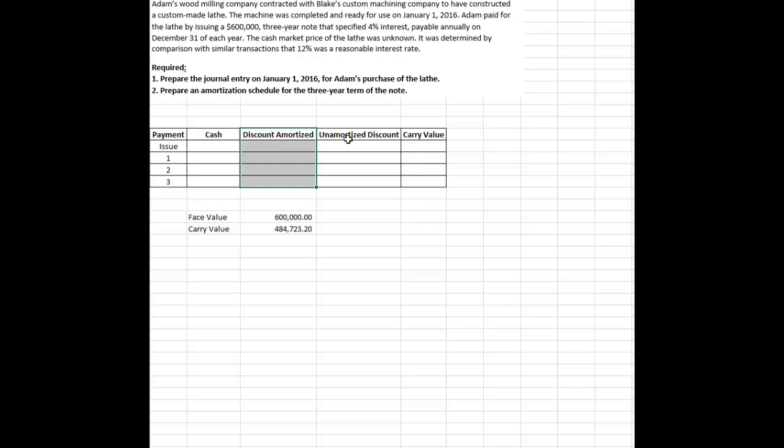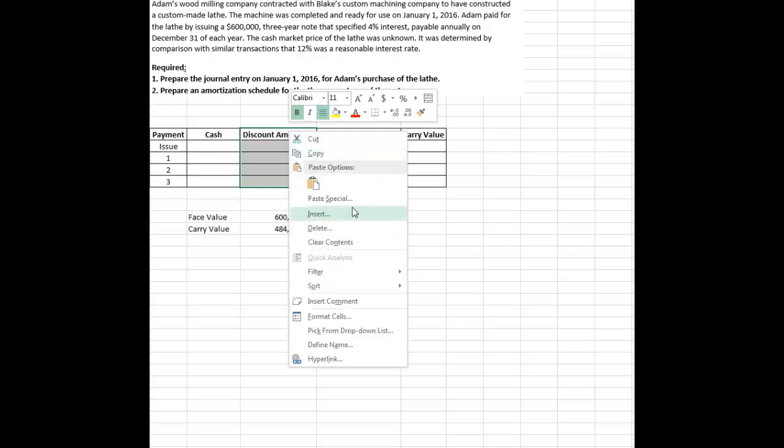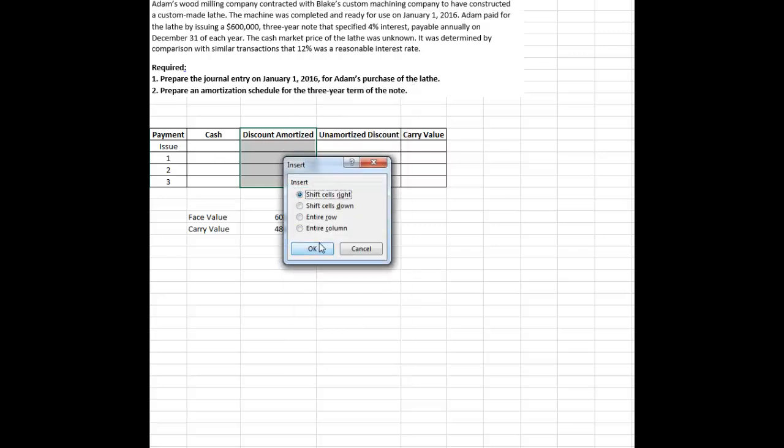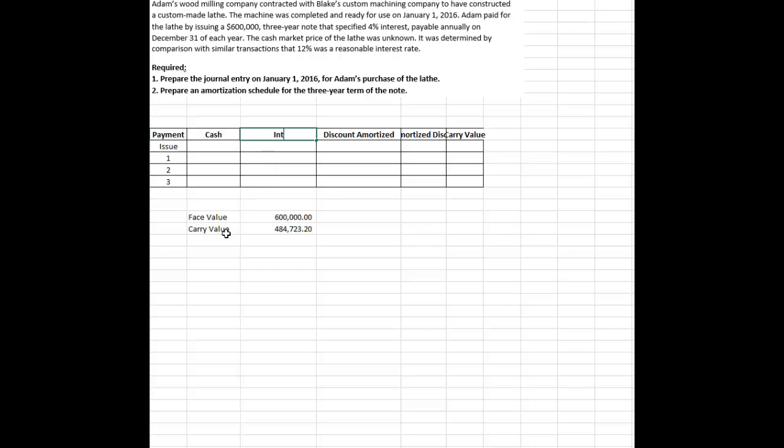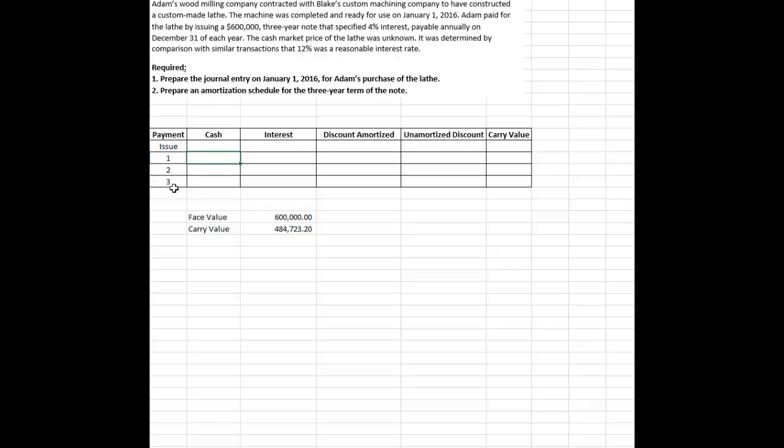So I've sketched this out ahead of time, and it looks like I've forgotten a column here, so let me just quickly insert that. I forgot the interest. So I'm going to show you how to do this in Excel. It's very, very easy and very quick. So I have four rows here on this amortization table, and it's fairly logical.